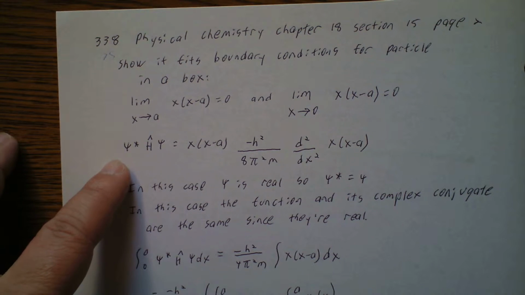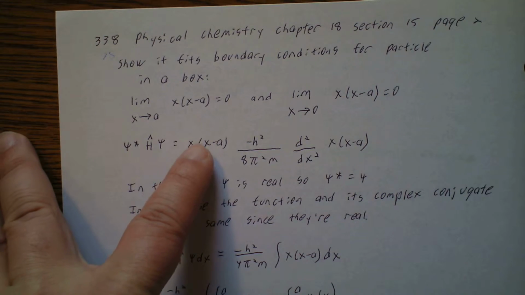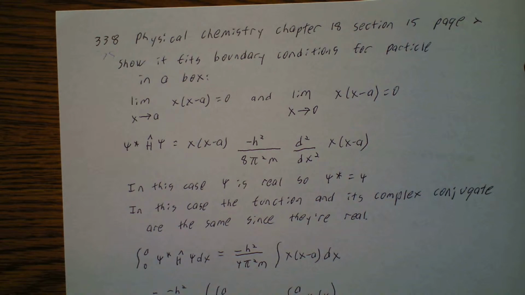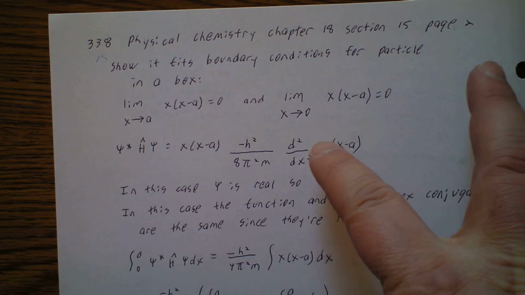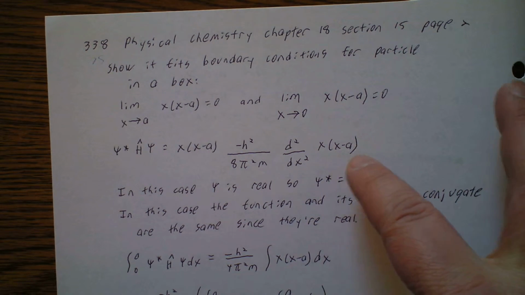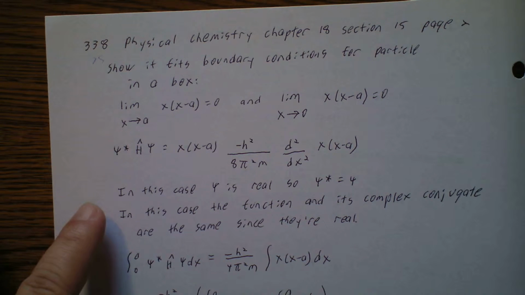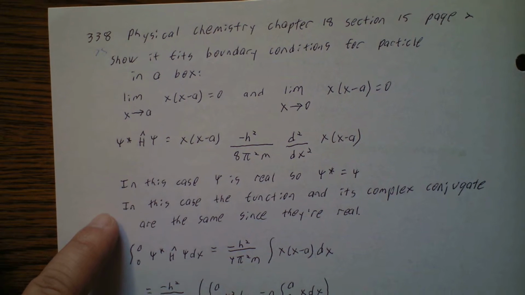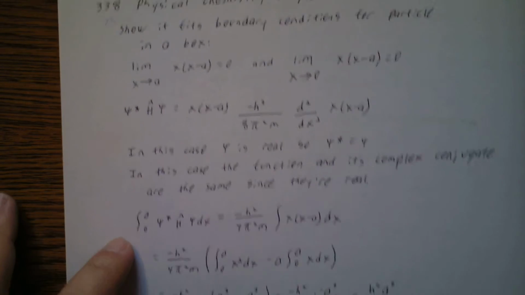So we get psi star Hamiltonian psi is equal to x times x minus a times minus h squared over 8 pi squared m times the second derivative with respect to x of x times x minus a. Now in this case, psi is real, so psi star is equal to psi. And likewise in this case, the function and its complex conjugate are the same. Because like I said, if it's real, then it's equal to its own complex conjugate.